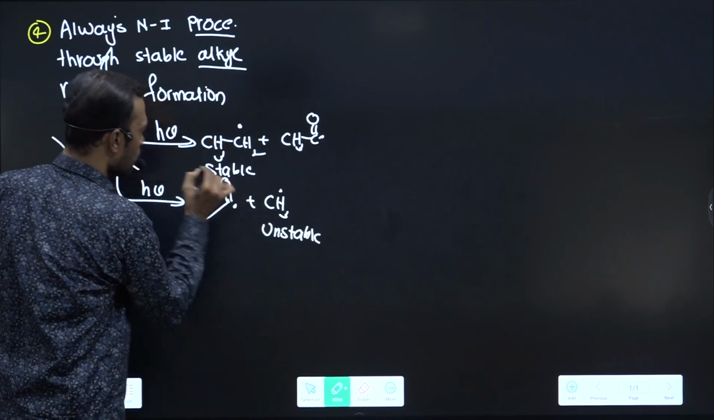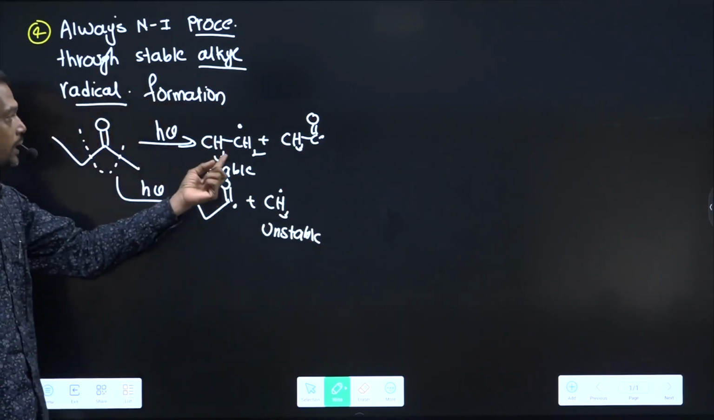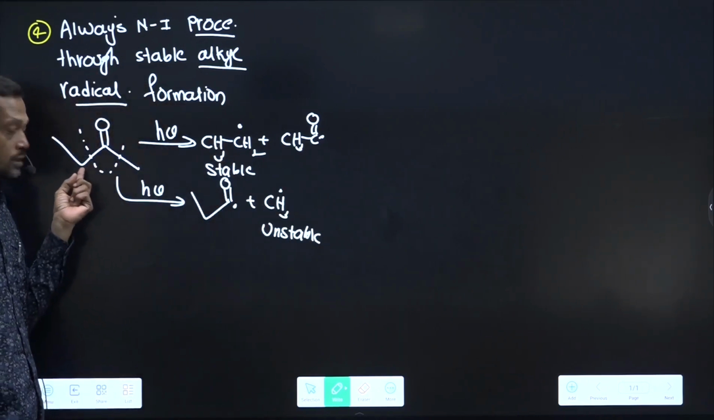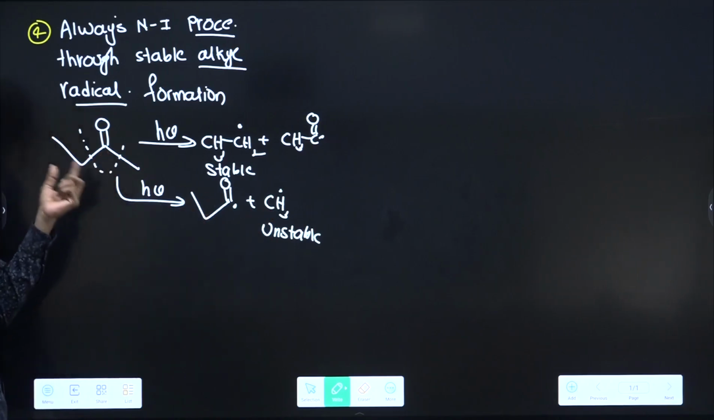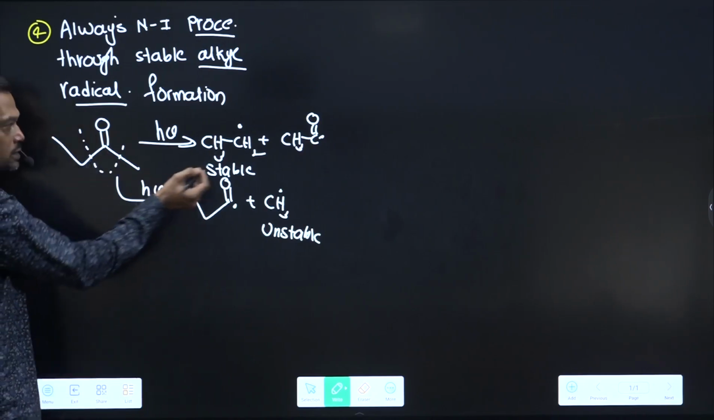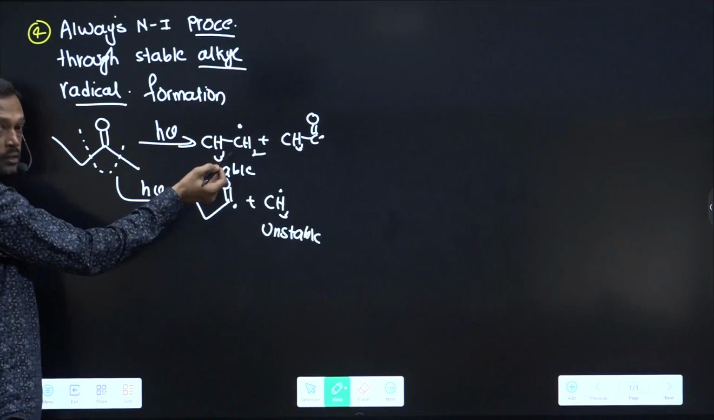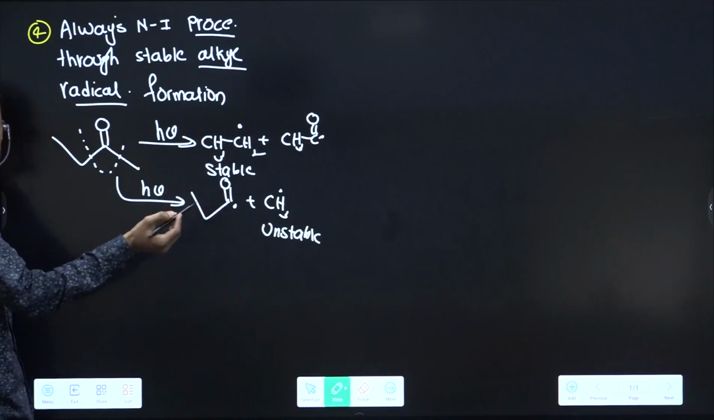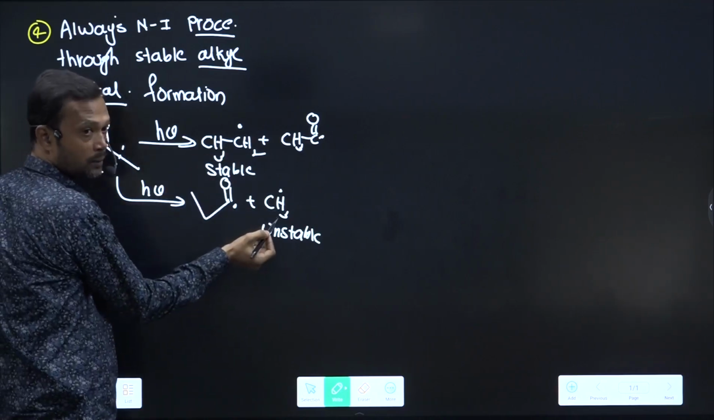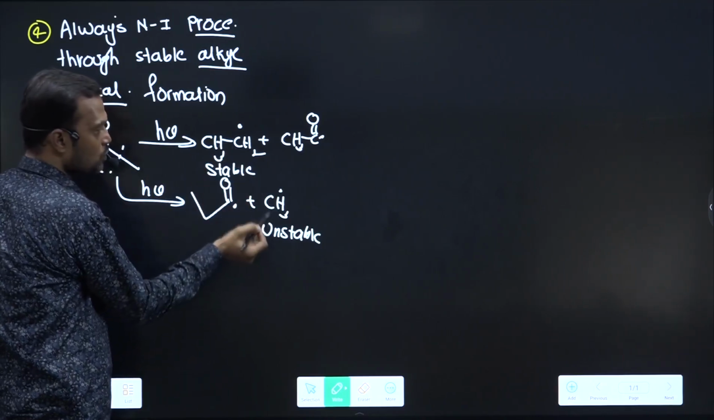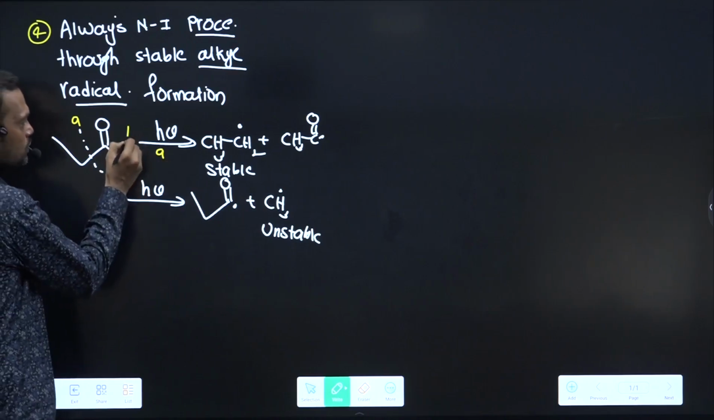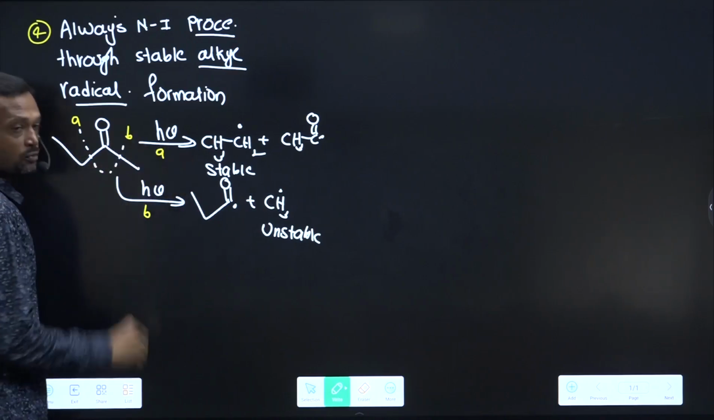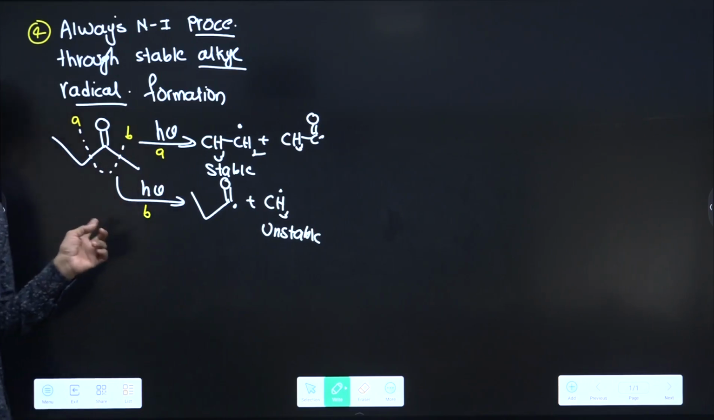Whichever side we are getting the more stable radical. Alkyl radical is more stable if you cleave this side, and alkyl radical is unstable if you cleave the right side. Which is better? The left side is better. So always cleave that side where you will get a stable radical. What is the stability order of radicals? Tertiary, secondary and primary. Now this is primary and this is methyl, so I can say this is more stable as compared to this one. That's why this direction is predominant. So this is A cleavage and this is B cleavage. Which cleavage is preferred? A cleavage is preferred in Norrish 1.